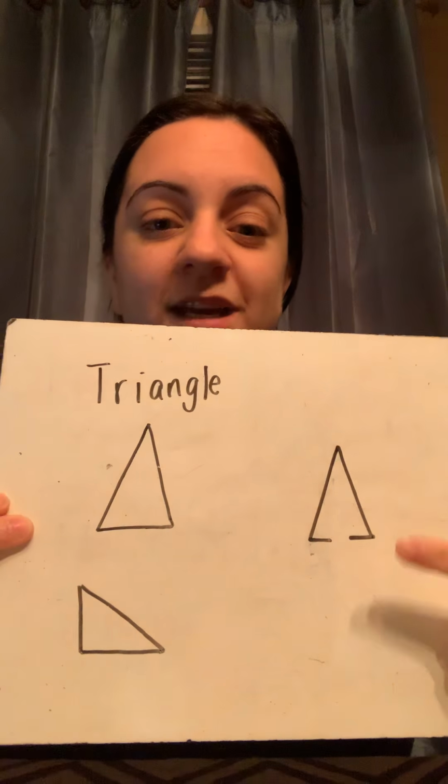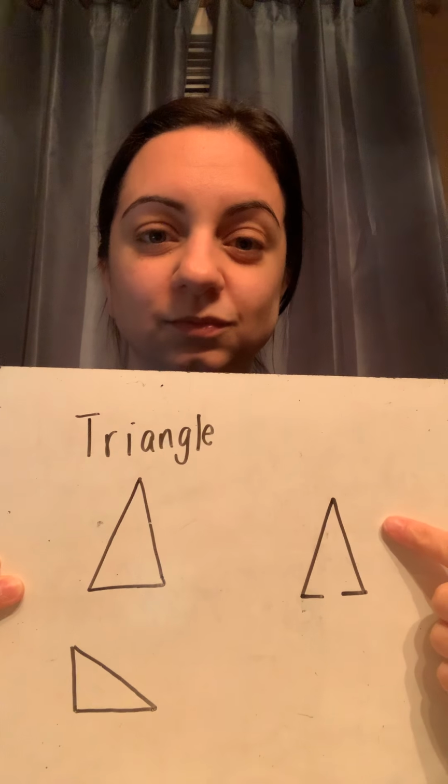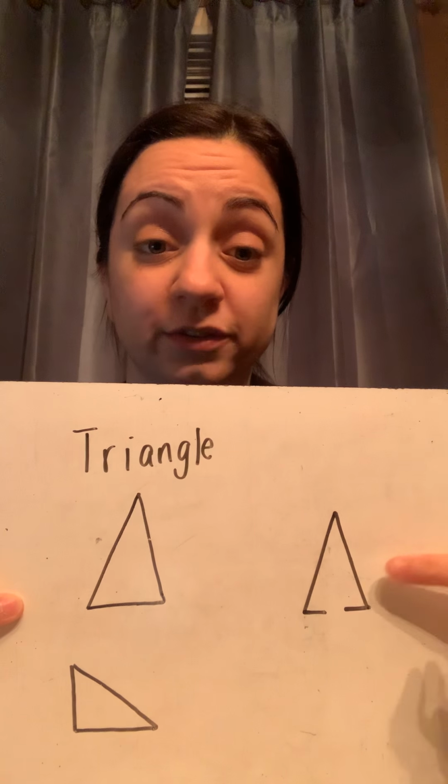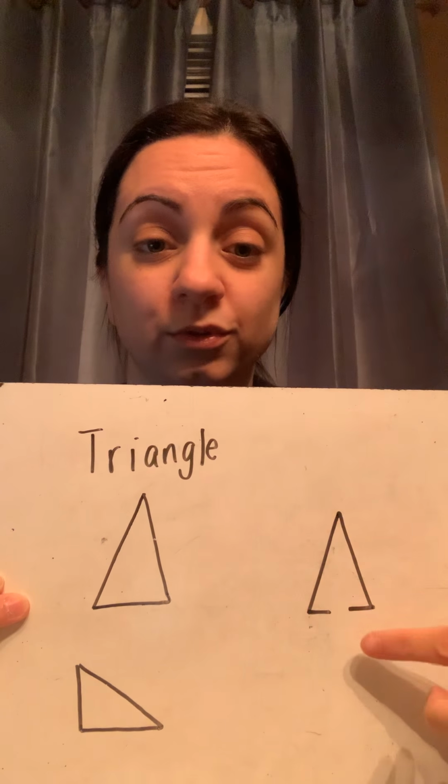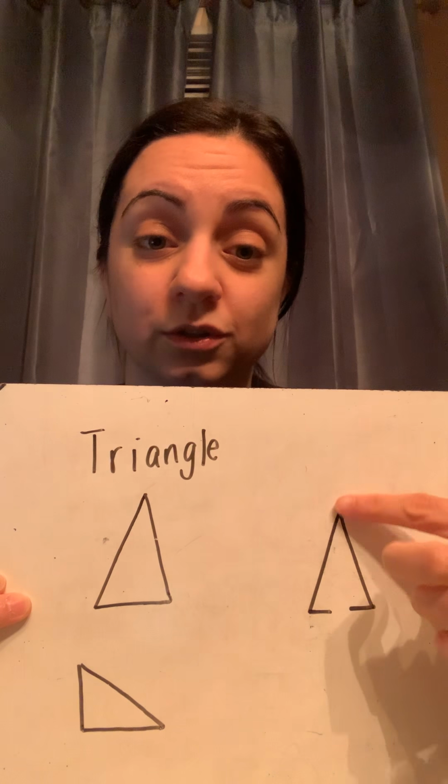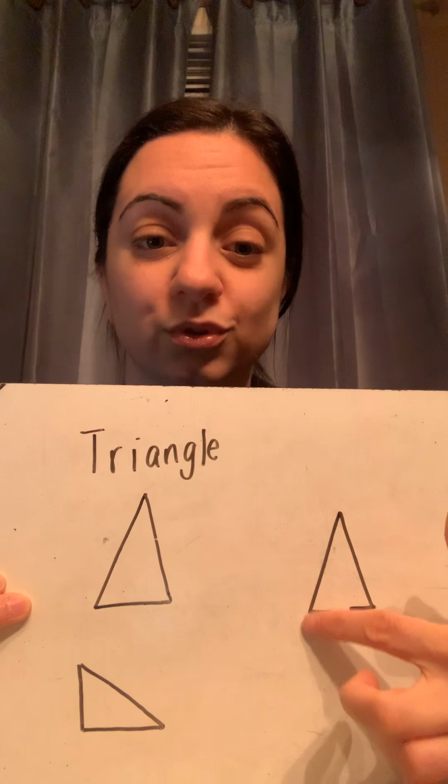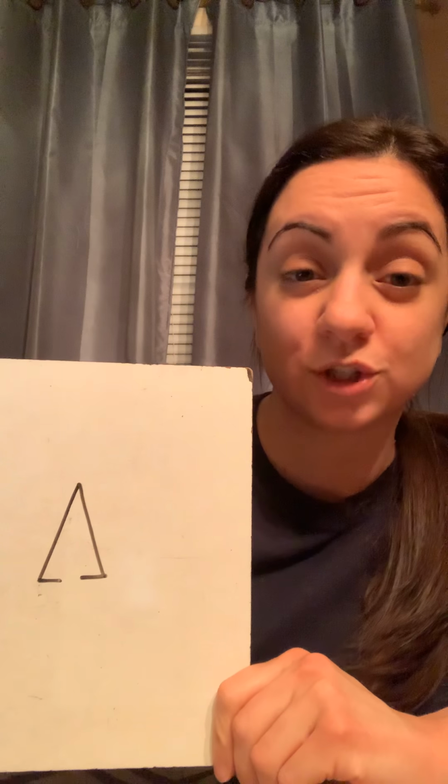Let's take a look at this one. What do you think about this shape right here? Well, it has 3 sides. 1, 2, 3. And it has 3 corners. 1, 2, 3. So it must be a triangle, right? What do you think? Do you think this one's a triangle? Oh, I couldn't fool you.